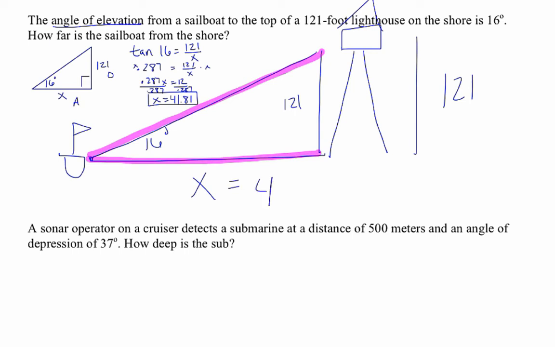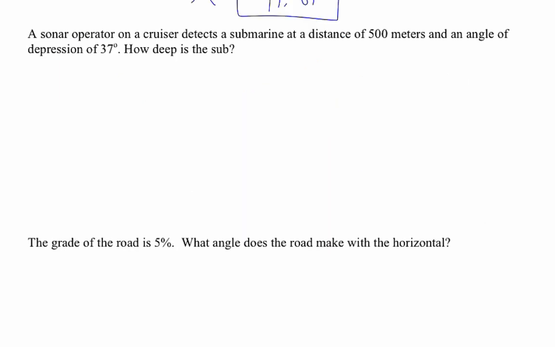So this is 41.81. And that's how we use angles of elevation to help us find distances from certain objects. So let's look at an example of angle of depression.